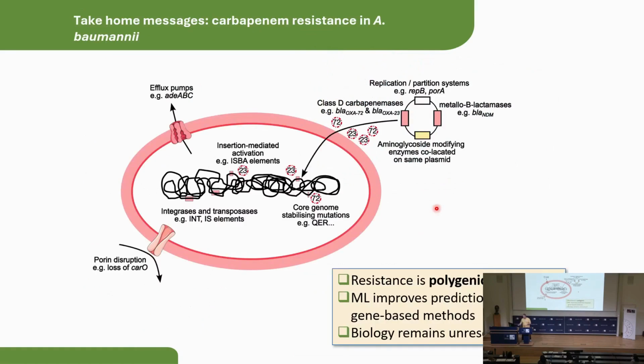So finally, here's a quick one. My take-home message is carbapenem resistance is complex in Acinetobacter. Resistance is polygenic and involves a lot of different genomic features, not just AMR determinants that we have in databases that we do our routine checks with. ML prediction improves this beyond these simple correlations, but also there's unresolved biology that we need to continue exploring to try and improve these methods.